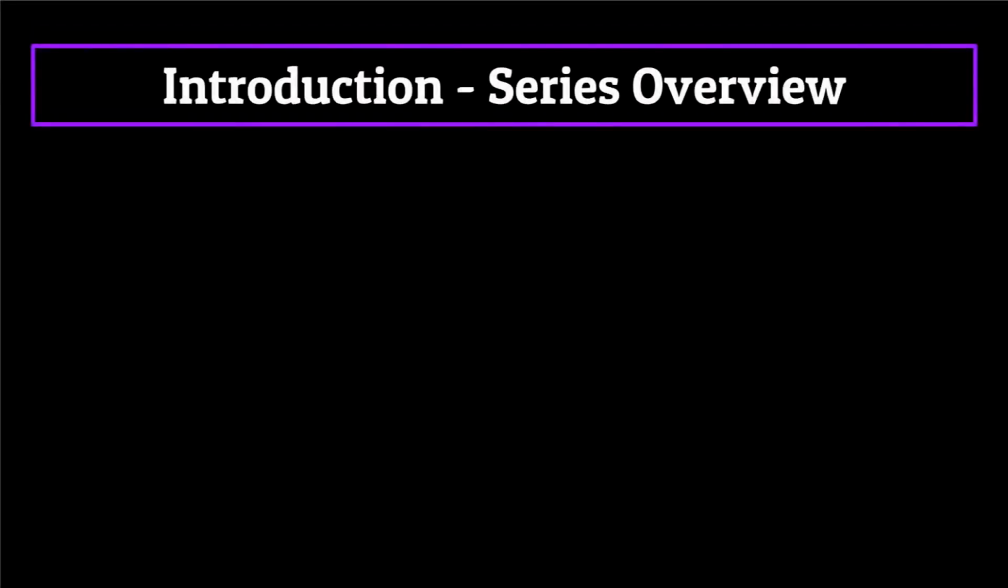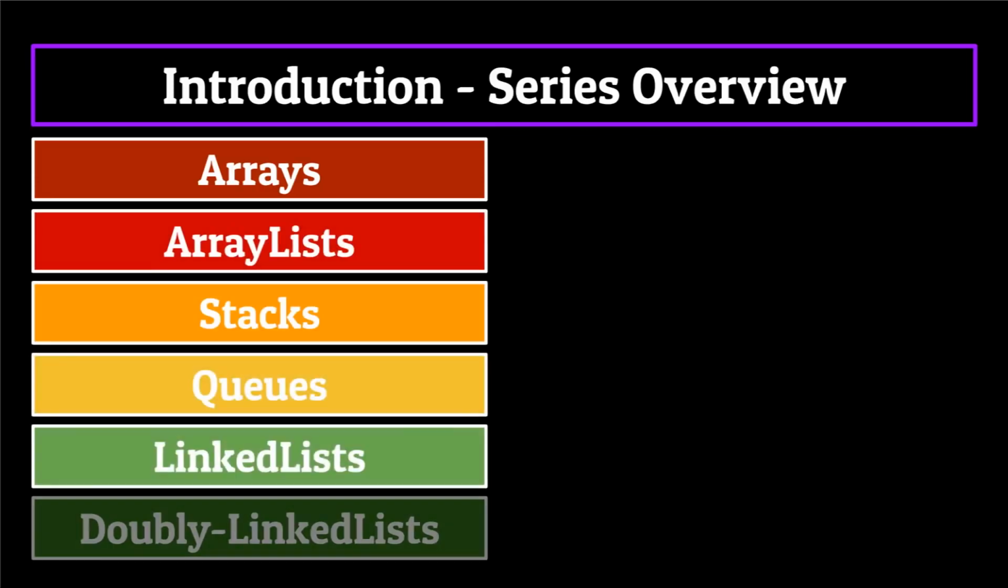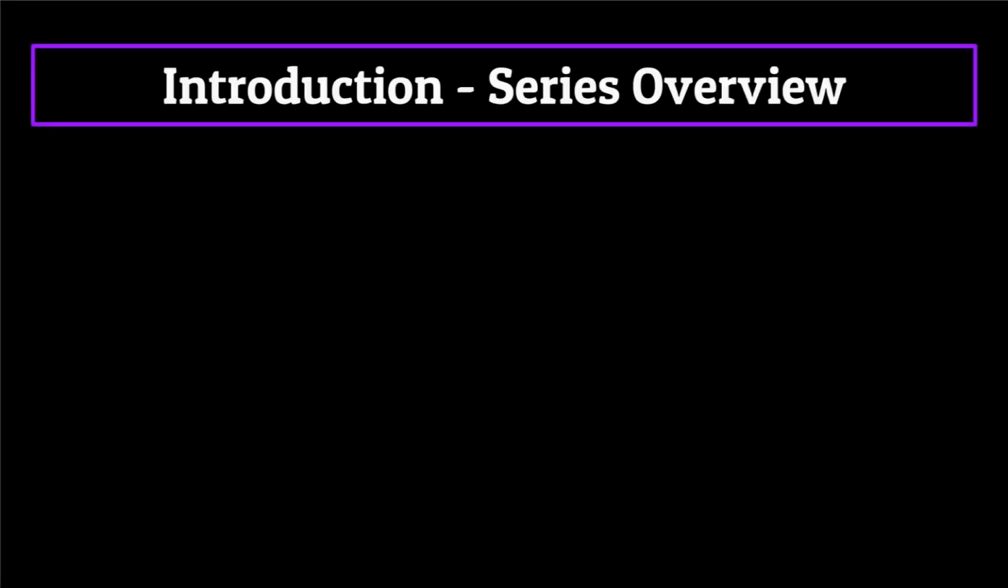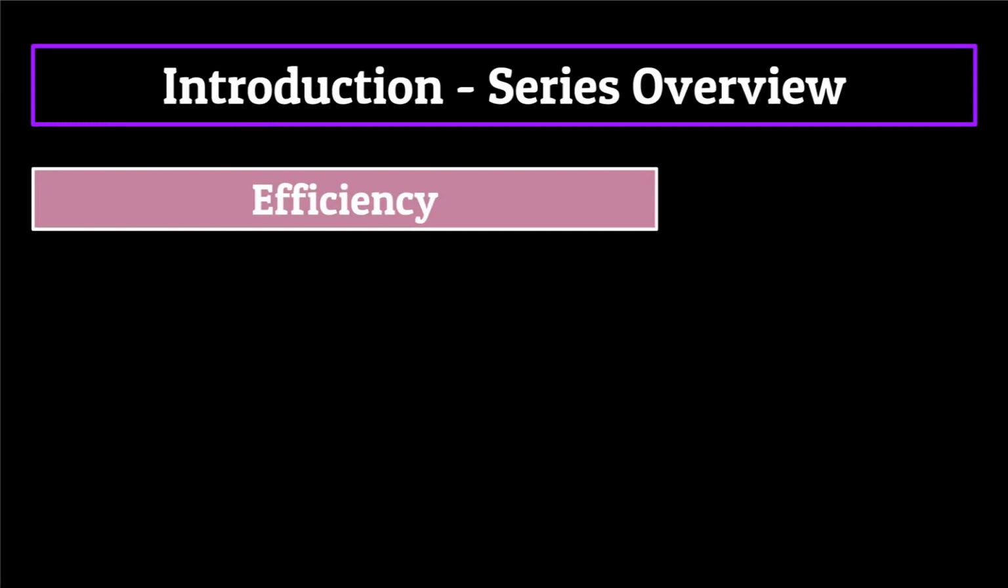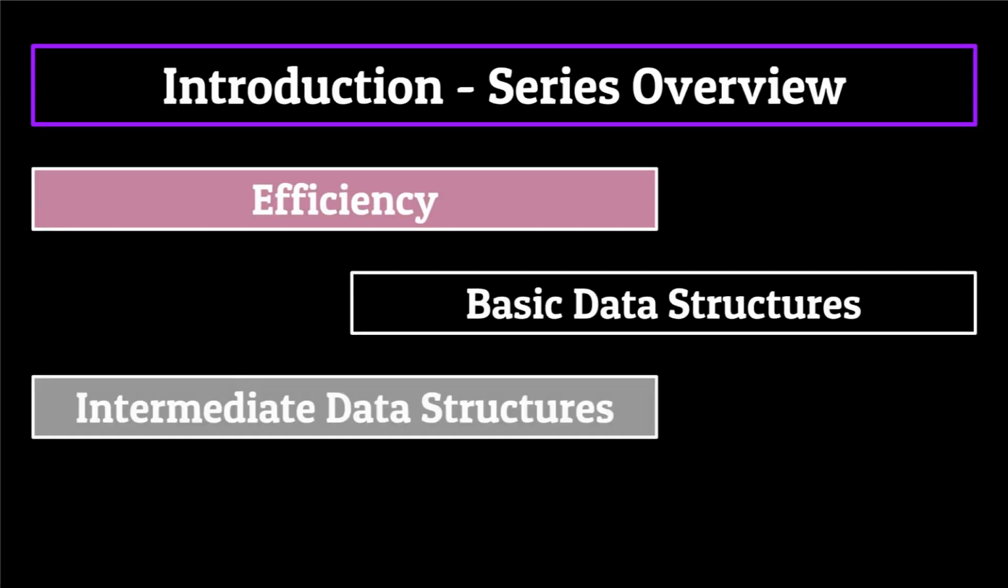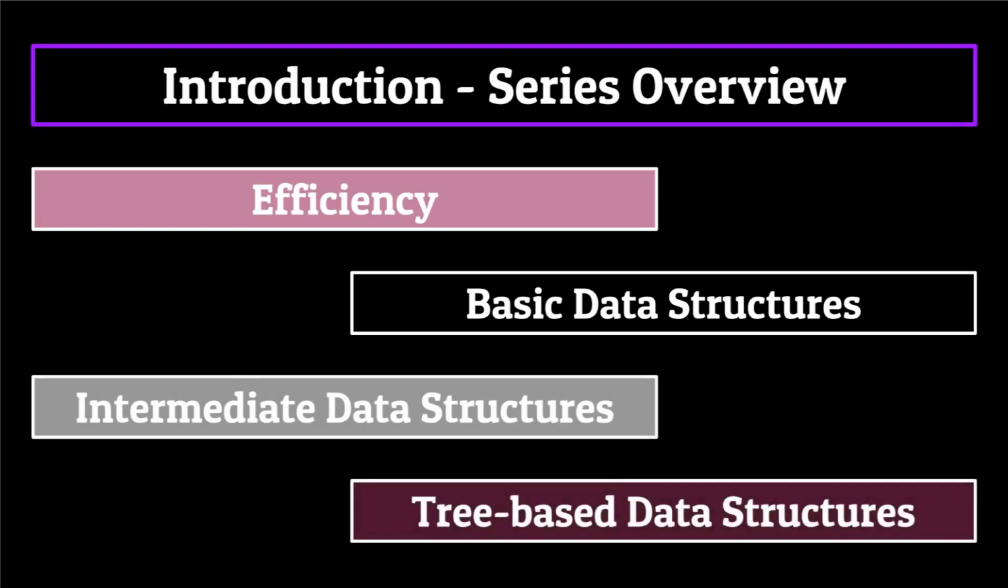So in total, I'll be taking you through 4 different segments containing 12 of the most common data structures that are practically used, as well as providing examples of where and when to use them. Section 1 on efficiency, Section 2 on basic data structures, Section 3 on intermediate data structures, and wrapping it up with Section 4 on tree-based data structures.